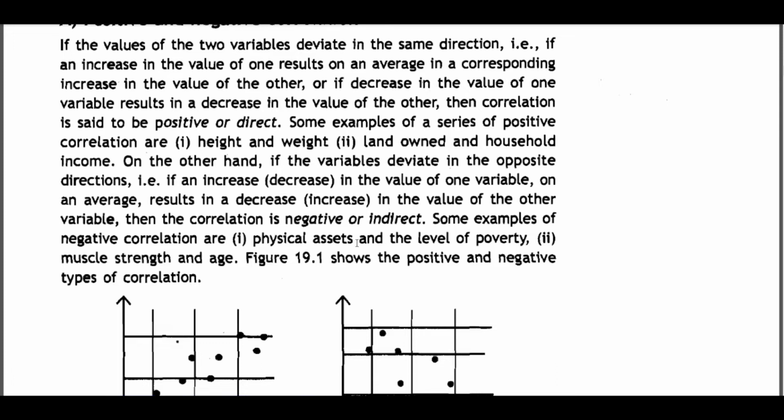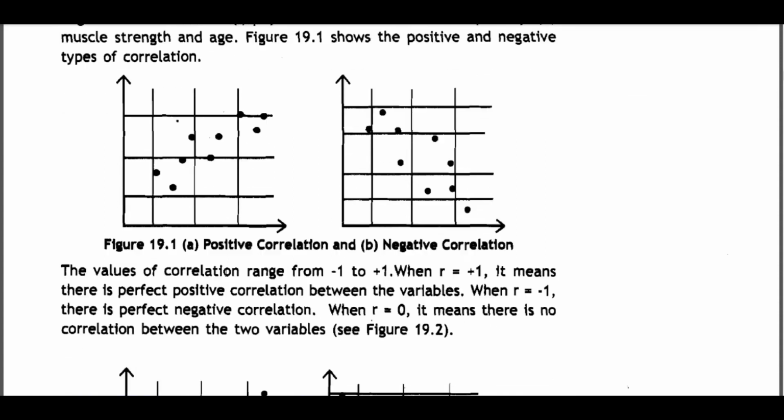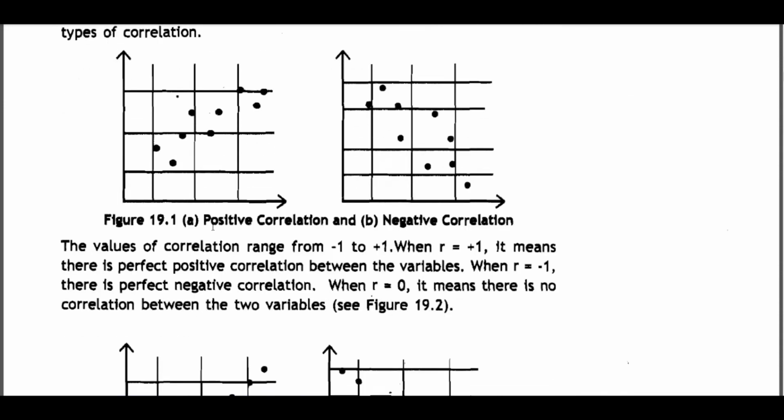When the physical assets increase, the level of poverty also decreases. If the physical assets decrease, the level of poverty also increases. So this is a negative or indirect correlation. Figure 19.1 shows the positive and negative types of correlation. So you can see from here, A is positive correlation and B is negative correlation.